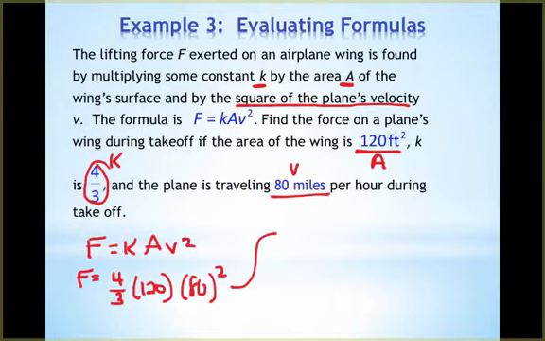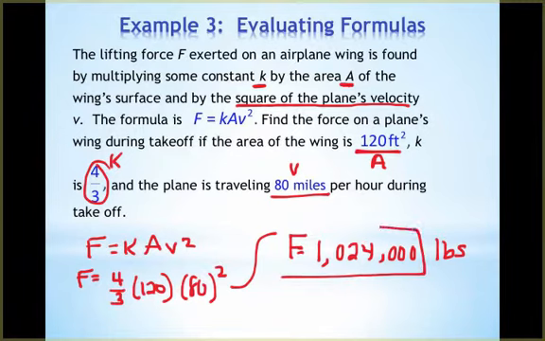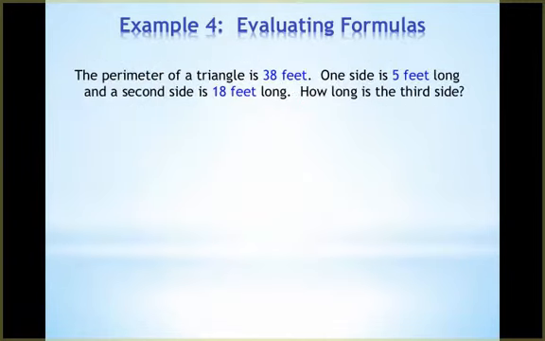So now I can use my calculator and do the computation. If I do 4/3 times 120 times 80 squared, I get 1,024,000. And then the unit for force is pounds. So our answer would be 1,024,000 pounds.